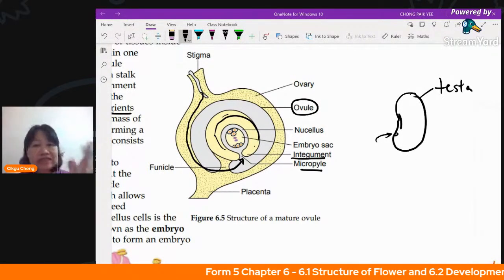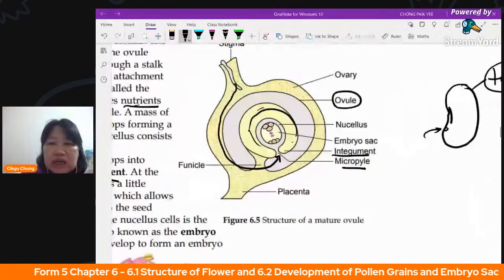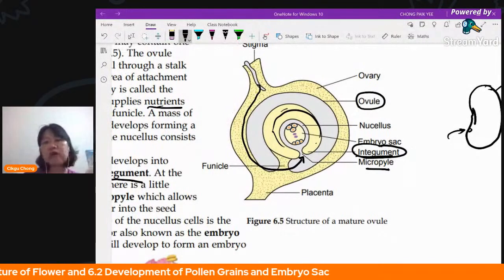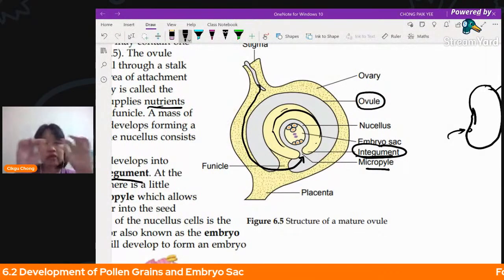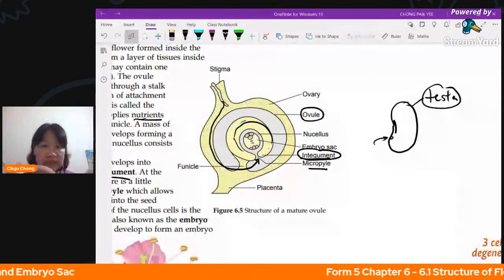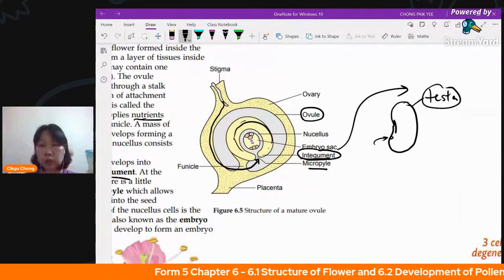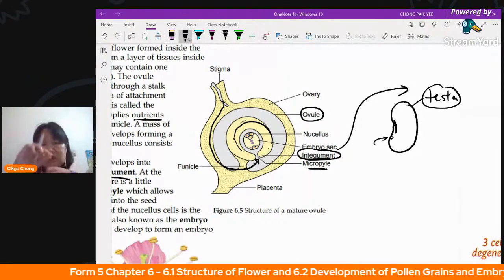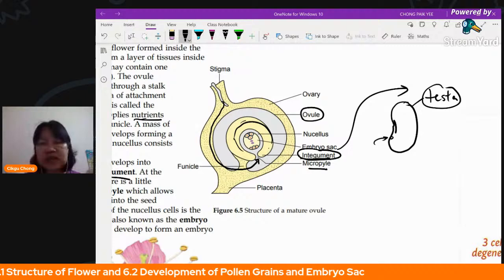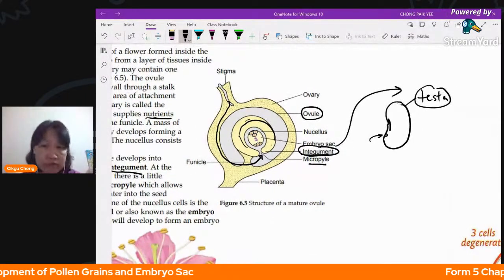Now what is the testa? The testa is the seed coat. Where does it come from? It actually comes from the integument. Before it becomes a seed, it's called integument. But after it is fertilized and becomes a seed, your integument forms the testa. The testa is the seed coat, like the membrane on the seed. It is actually called integument before that.